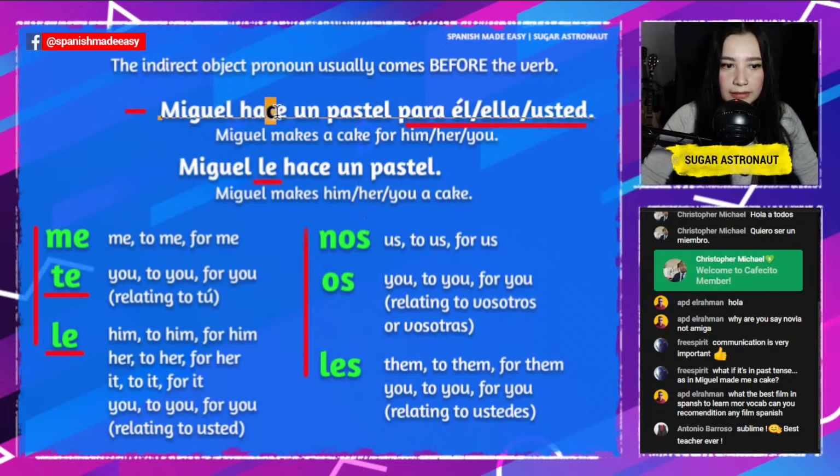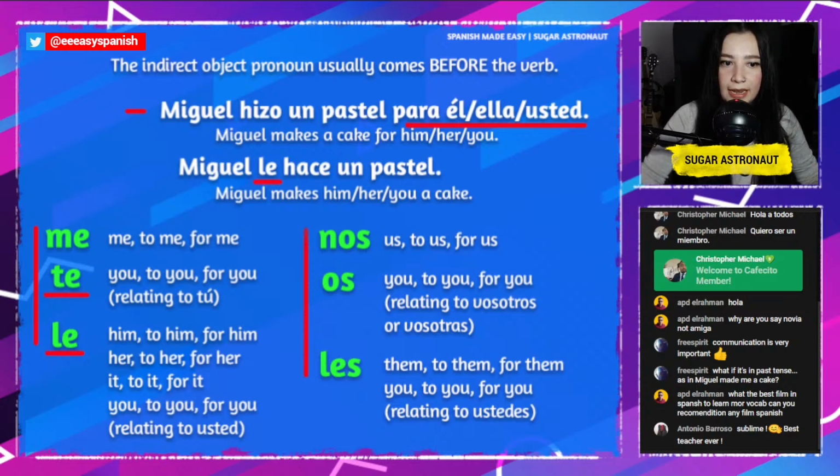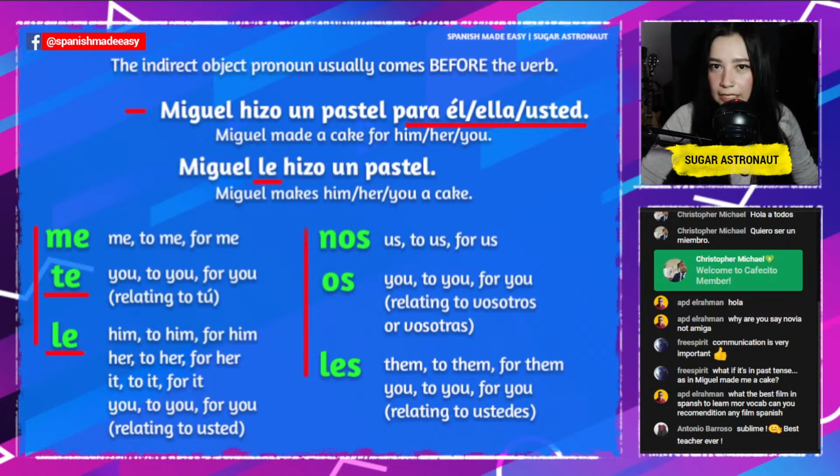The only change that you need is just the conjugation of the verb, really. Miguel hizo un pastel para él, ella, and/or usted. Essentially, you're just saying Miguel made a cake for him, her, or you. And if we want to do it here, Miguel le hizo, just the same thing. You only need to change the conjugation of the verb, and it works perfectly fine. Miguel made him, her, you a cake.